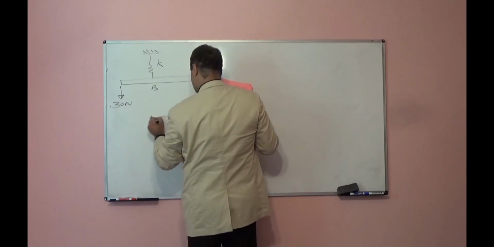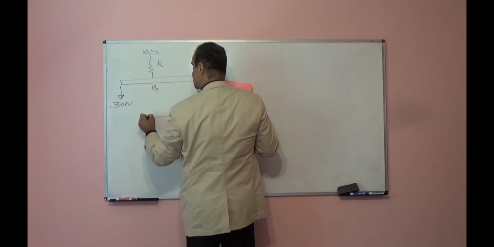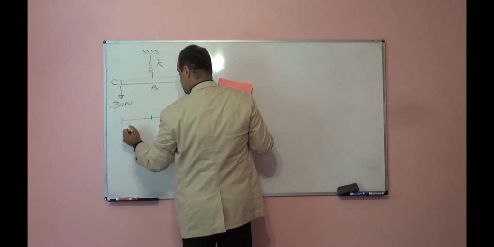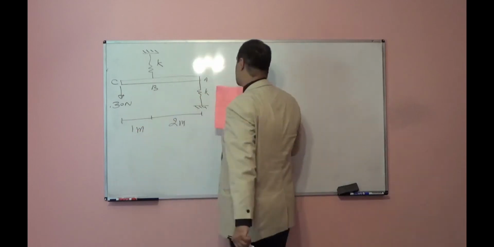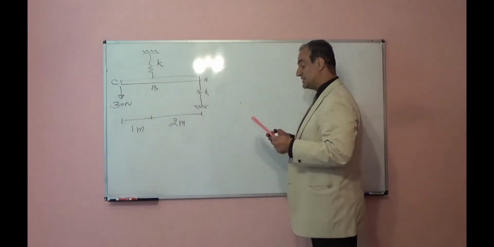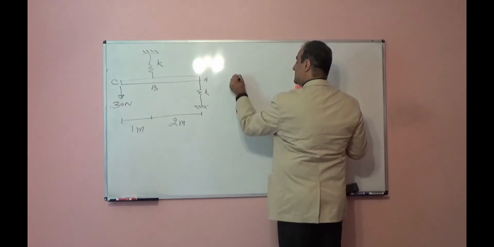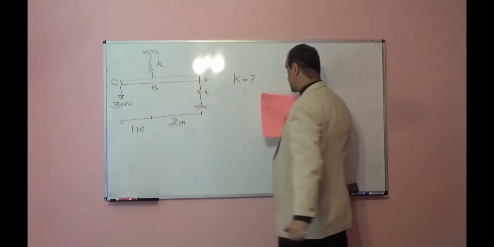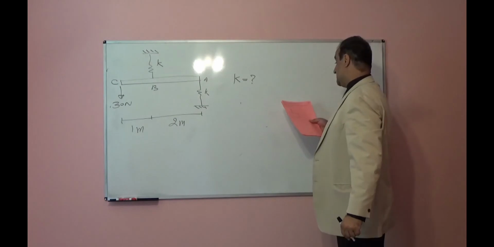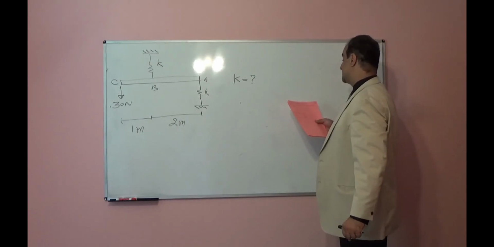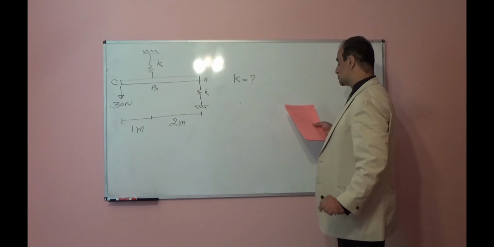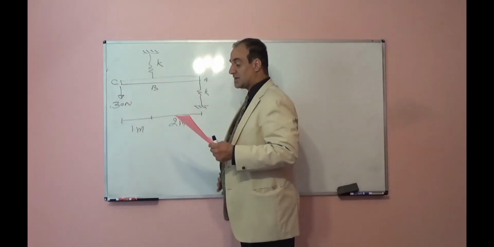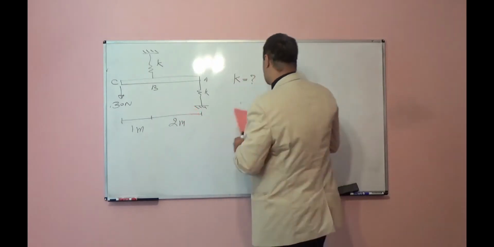The distance from A to B is 2 meters. From B to C it is 1 meter. Problem statement says determine the stiffness K. We want to find the stiffness of these springs K. Determine the stiffness K of each spring so that the 30 Newton force causes the bar to tip.